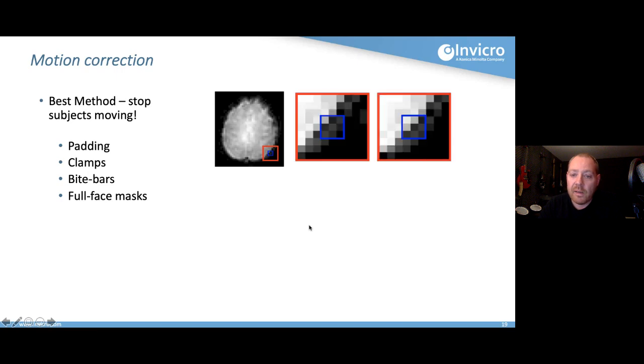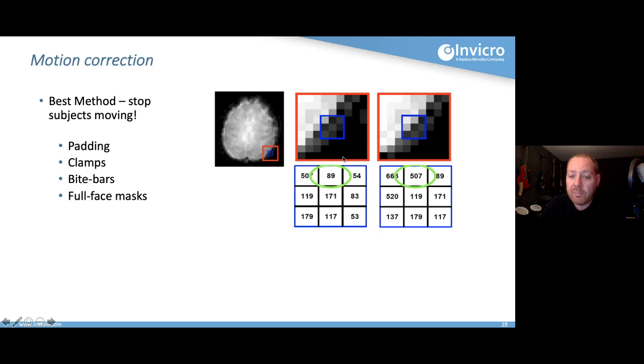And movement is a real issue, because what we're trying to detect in our brain images are pretty small, very minor changes in the grey levels in these images. And what happens when people move is that you get big variations in the brightness of the voxels. So, in this example, somebody's moved in this direction, and you've got a huge change in this pixel here from 89 to 500.